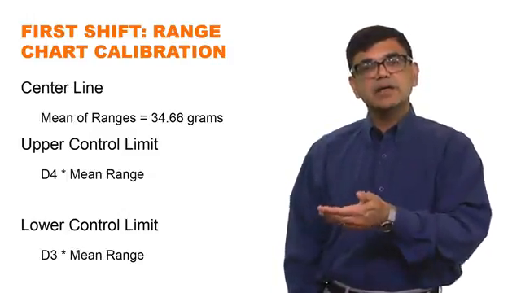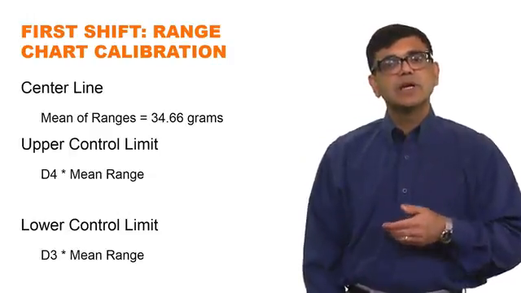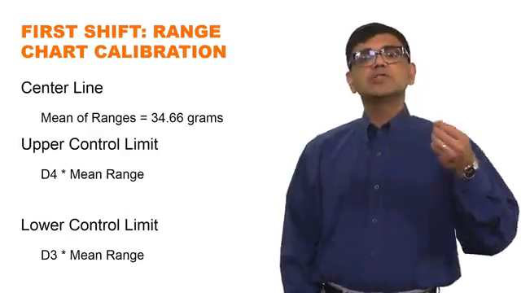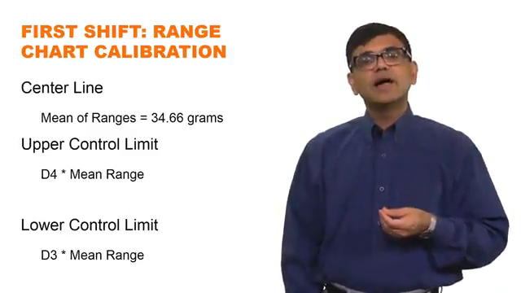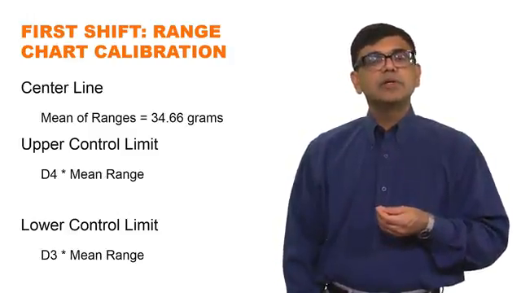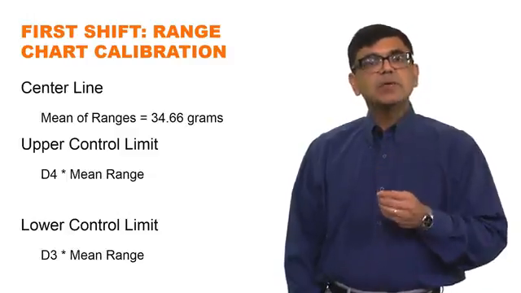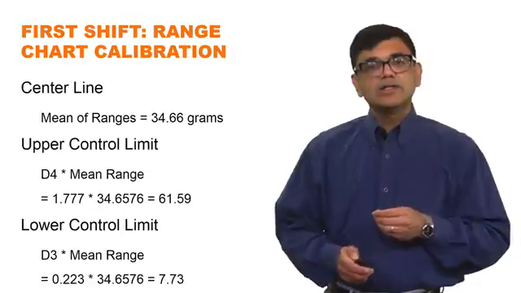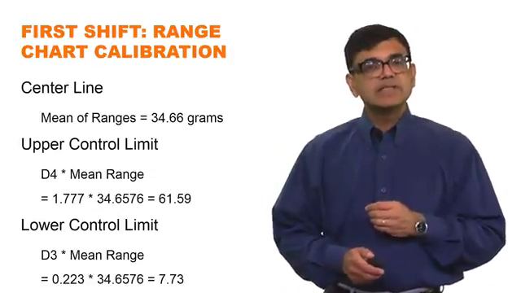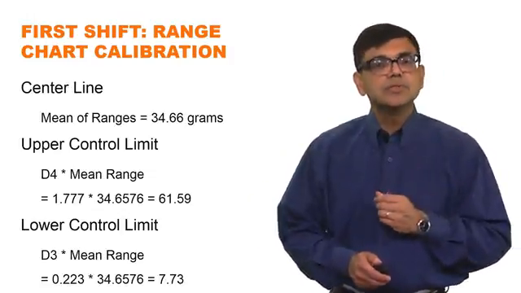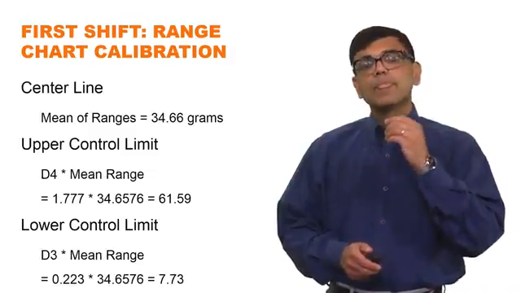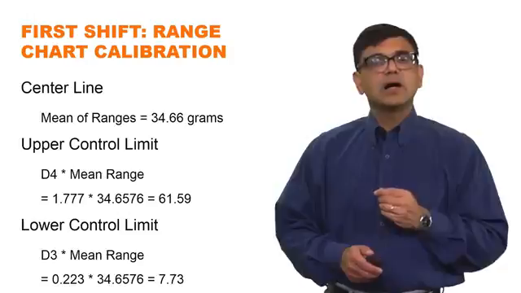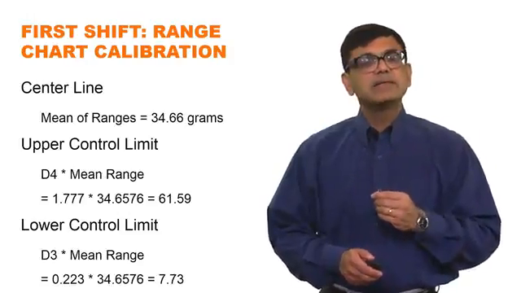Max and min are given to you, smallest and largest values. The upper control limit is going to be based on taking that mean range and multiplying by the D4 value, and the lower control limit is going to be based on taking that mean range of 34.6 and multiplying by the D3 value. So that's 1.77 is the D4 value, and 0.223 is the D3 value. And what you get as the upper and the lower control limits are 61.59 and 7.73.